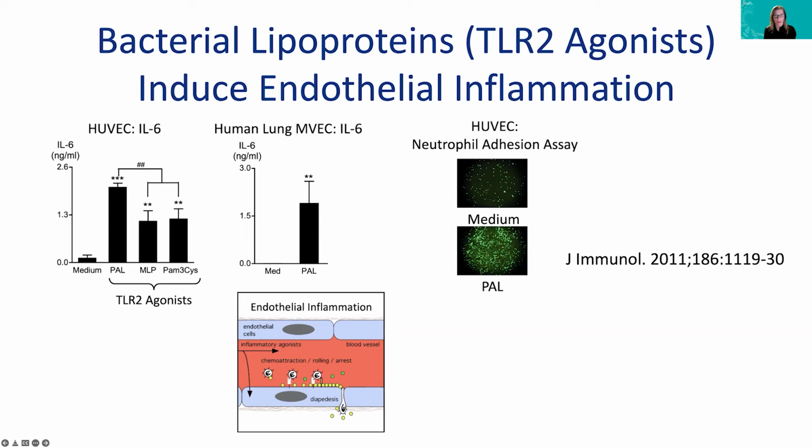On the right is a neutrophil adhesion assay. We treated HUVEC with PAL or medium and then washed those away, and then assessed the binding of fluorescence-labeled neutrophils to the activated monolayer, and found that there was increased binding of the fluorescence-labeled neutrophils to the monolayers that had been pretreated with PAL.